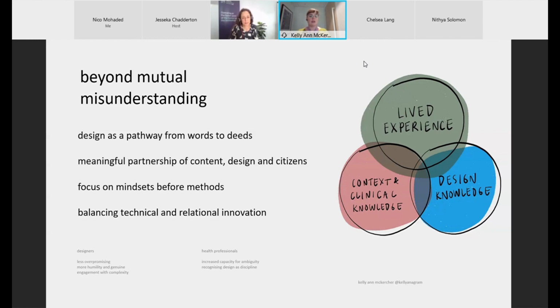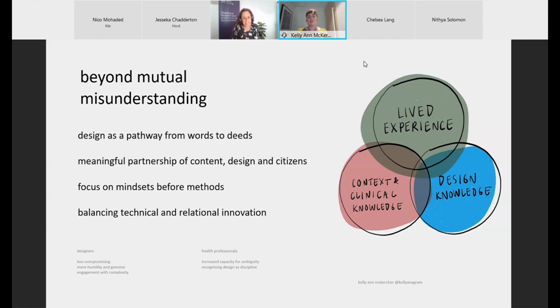That requires a little bit more humility and a bit more listening before we start offering our design tools, and a meaningful engagement with complexity, not trying to oversimplify what isn't simple. And on the health professionals lens, something that can really support in getting involved in a design process is increasing capacity for ambiguity, increasing our ability to share power, particularly with people with lived experience in communities.